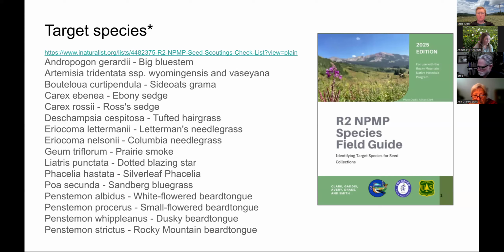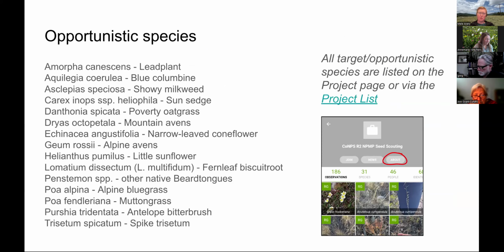There's a difference between target species and opportunistic species. The opportunistics are plants that we would only really harvest if we were already observing them with our main target species. So these are less of a priority, but they're still sought after by the Forest Service in their restoration projects. So we will still harvest them. It's just less of a concern.